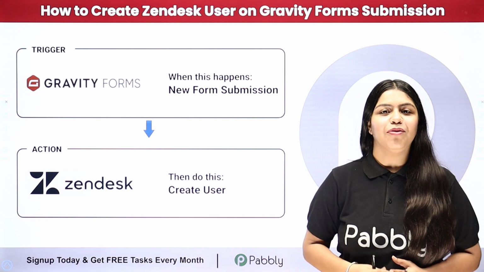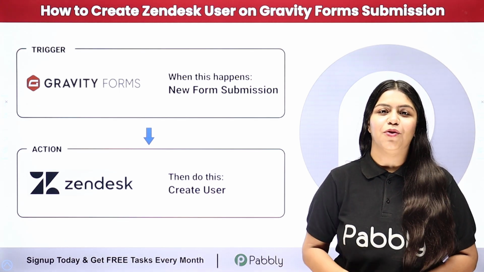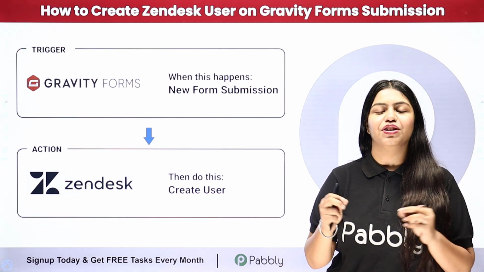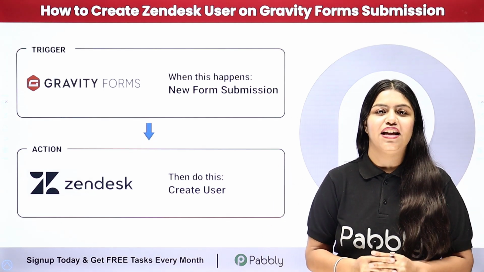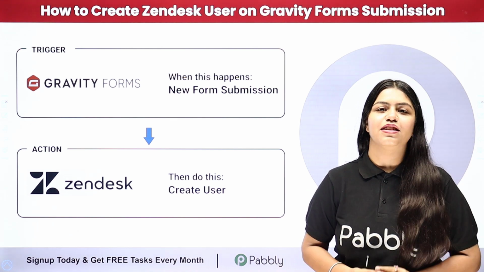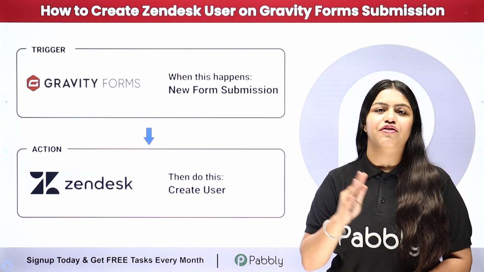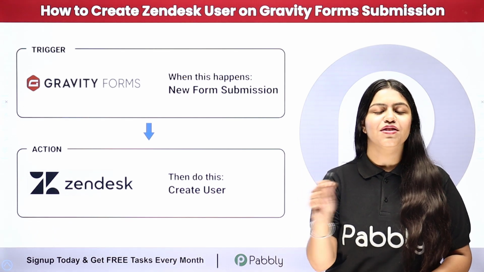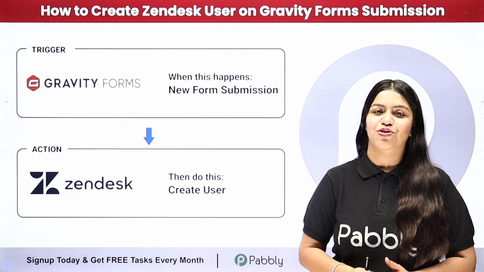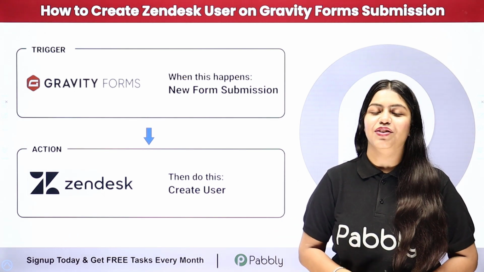So here I'm running a business and we use Gravity Forms to collect the details of our potential clients who are interested in our services. So now what I want is that as soon as we receive the details of our potential clients with the help of Gravity Forms, automatically with the help of these same details, a new user should be created in my Zendesk account too. That too without any manual effort.